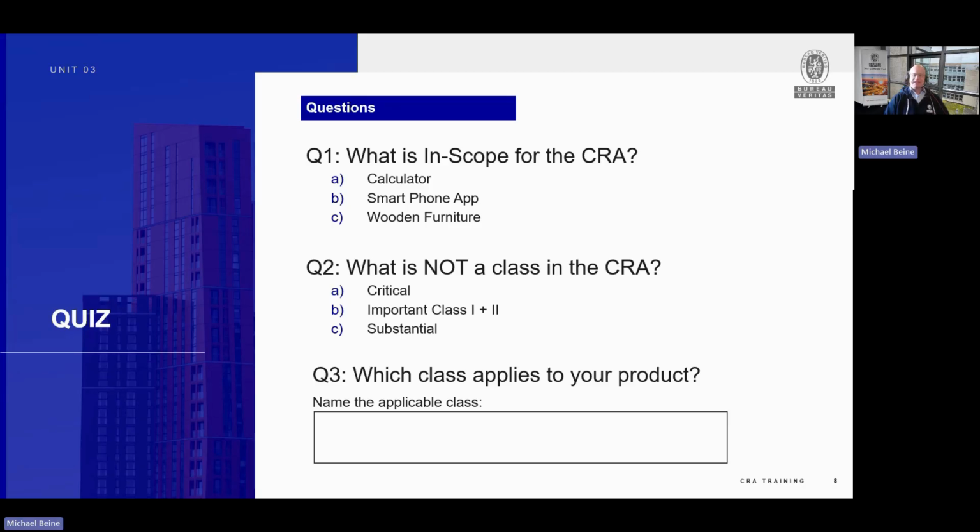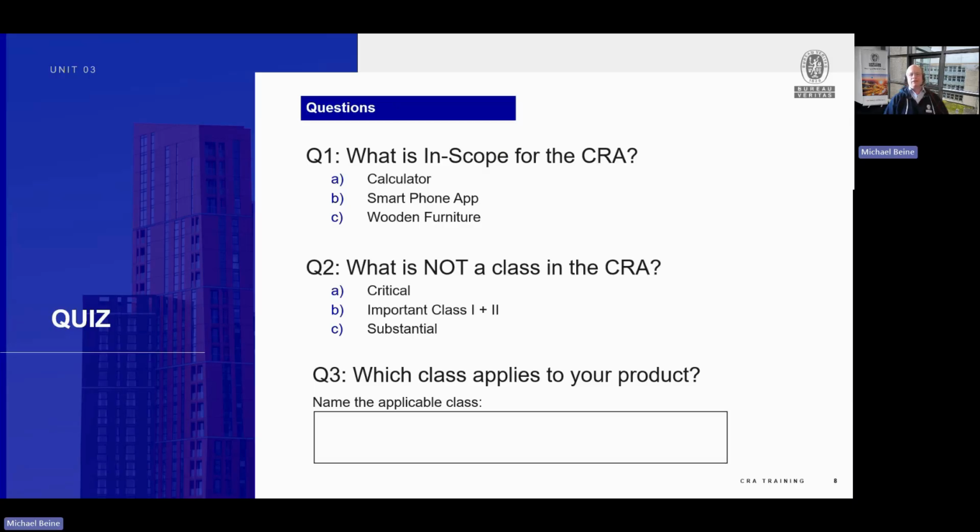Let's look at the second question. What is not a class in the CRA? If you look at the classification, what does not fit into this? It's a little bit of a trick question. Is it A, critical? Is it B, important class 1 and class 2? Or is it C, substantial?